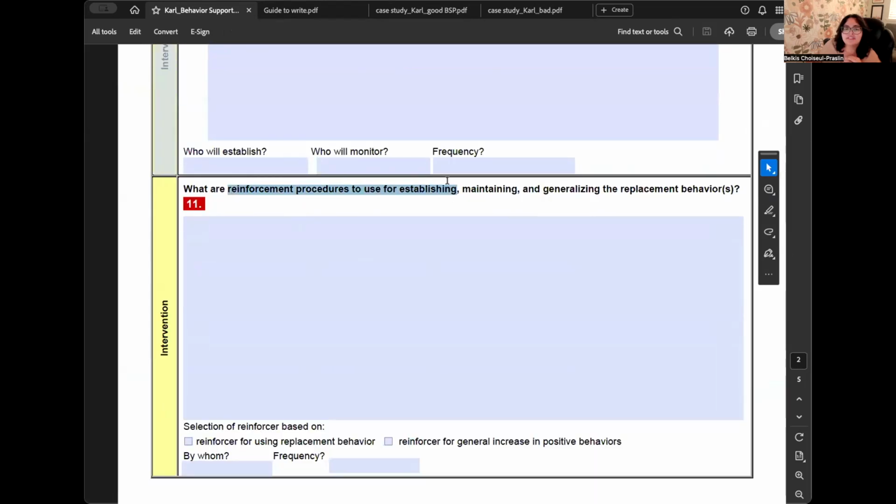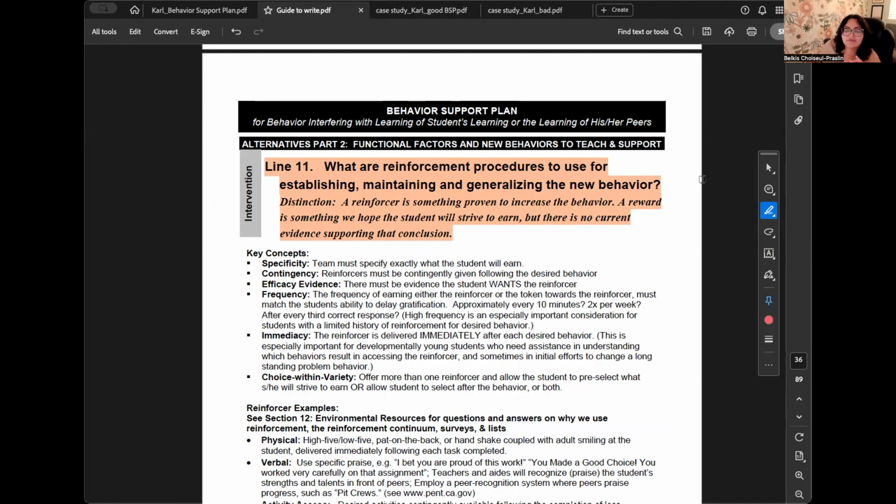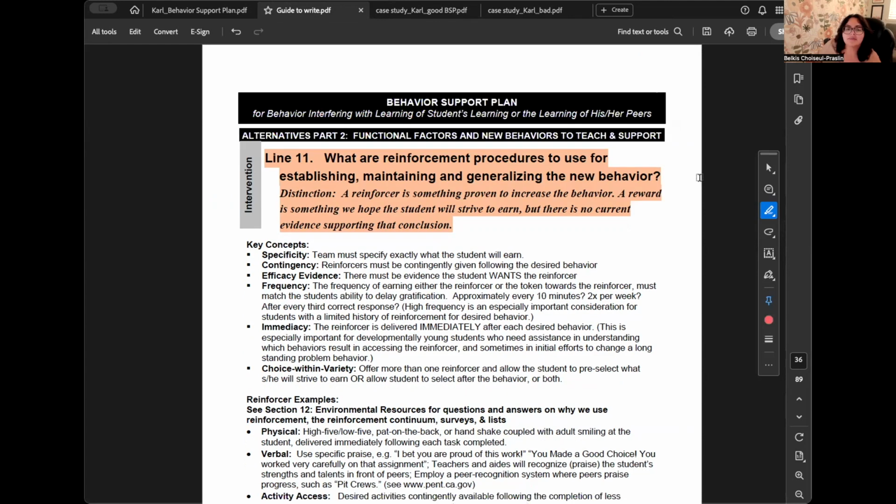All right, line number 11. What are reinforcement procedures to use for establishing, maintaining, and generalizing the replacement behaviors? This is reinforcement. We're just asking what reinforcements we are going to use. How are we going to reinforce the behavior that we want? Reinforcement, again, is increasing the likelihood that the behavior is going to happen. We want to reinforce the student using the behavior so it becomes a part of how they continue to seek whatever it is that they needed out of that behavior. That's maintaining it. And then generalizing it is using the behavior in different settings and not just in that one specific area, if appropriate.